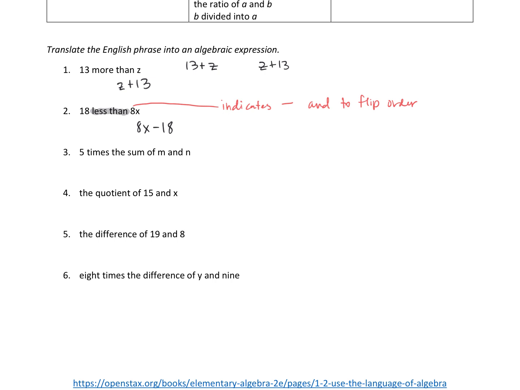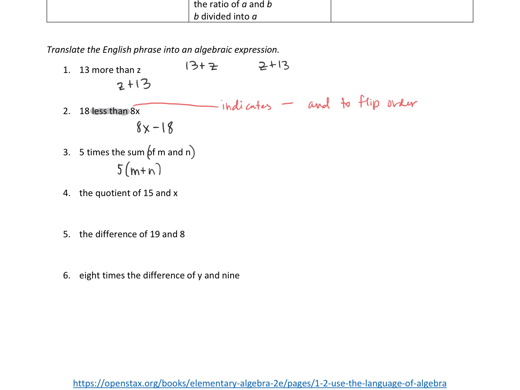5 times the sum of m and n. So 5 times the sum. You're multiplying 5 times all of this. This is going to be the sum, meaning to add, of m and n. So that would be 5 times the sum. That means you want to add first and then multiply by 5. So the parentheses are necessary.